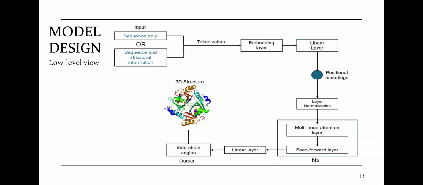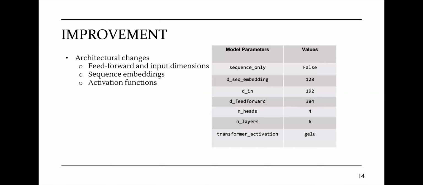The output of the model is a set of predicted side chain angles for each amino acid in the protein sequence. The predicted angles are used to reconstruct the 3D structure of the protein, which can be visualized or evaluated against the true structure. This design formed the baseline model.